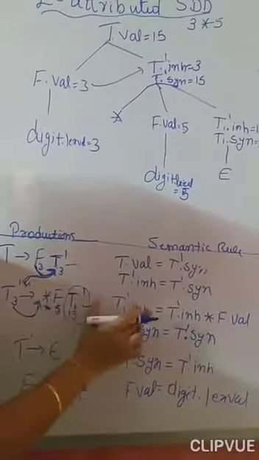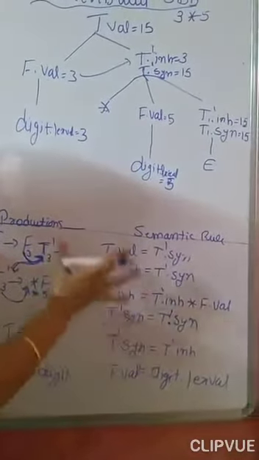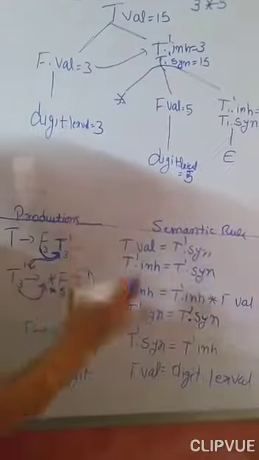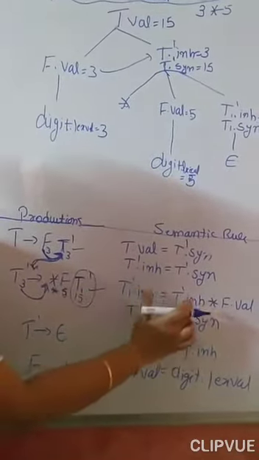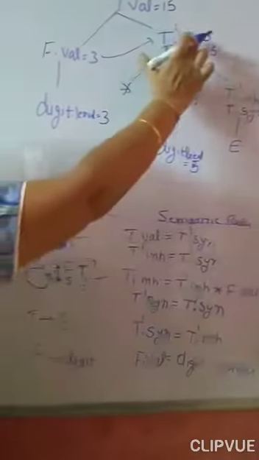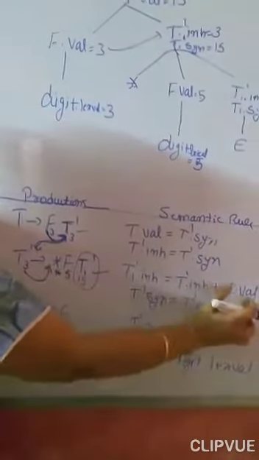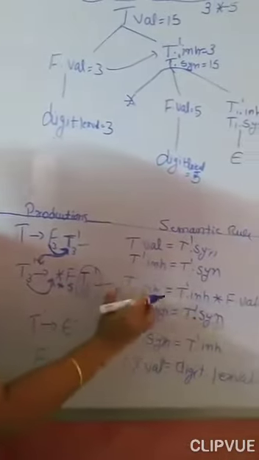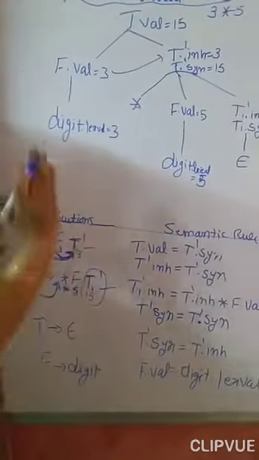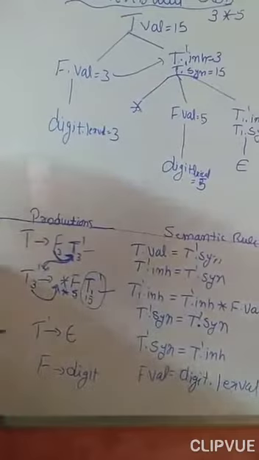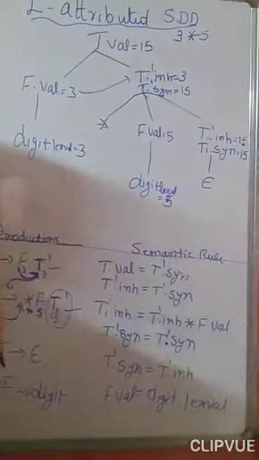As I told you, from this I need to write this, but since it is difficult to understand, I am explaining this first and then moving on to that. Actually, the inherited value of this one is T dash inherited, which is 3 star F dot value, 3 star 5, that is 15. So T1 dash inherited is 15. That is how we should write it. And F dot value is nothing but a single value, a lexical value provided by the user.